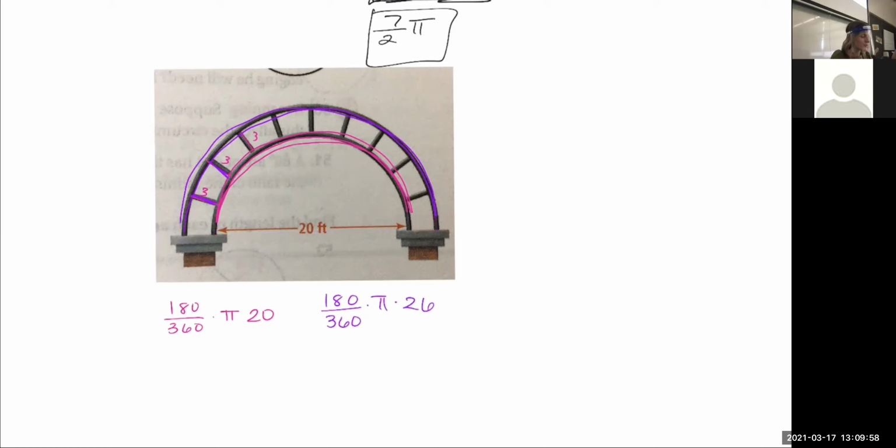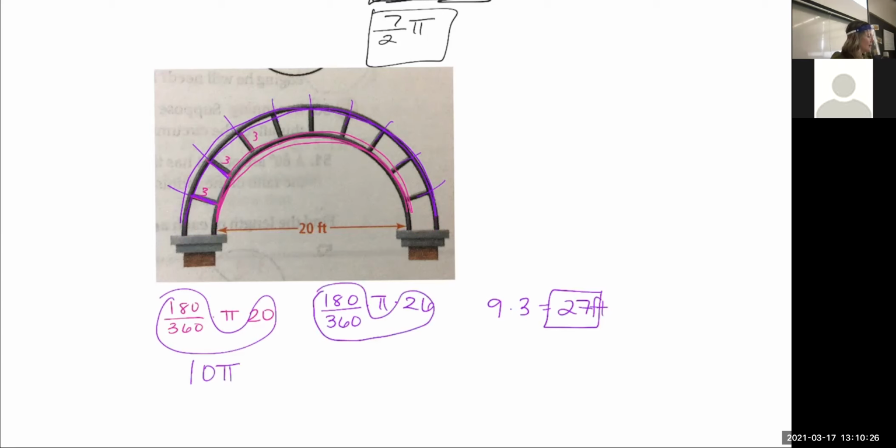It said you also have those 9. So 1, 2, 3, 4, 5, 6, 7, 8, 9 pieces of metal that are each 3 feet long. So 9 times 3 is 27. So we need 27 feet of wrought iron for the in-between. If you plug this into your calculator, that's 10 pi for that one. And then this one, that's 13 pi. So you have 10 pi feet, 13 pi feet, and 27 feet that you have to add all together. So add that all up.